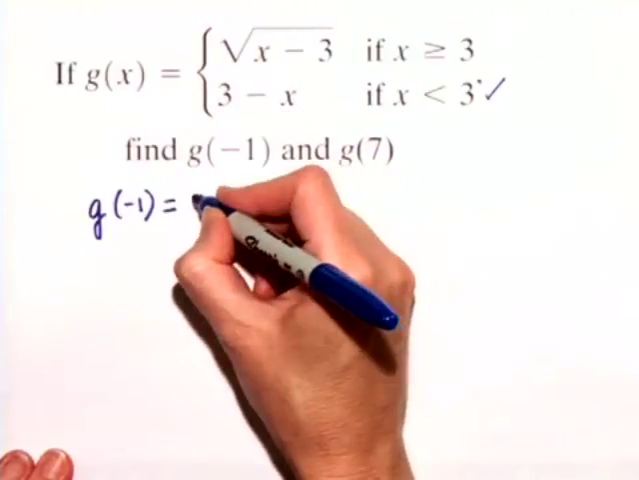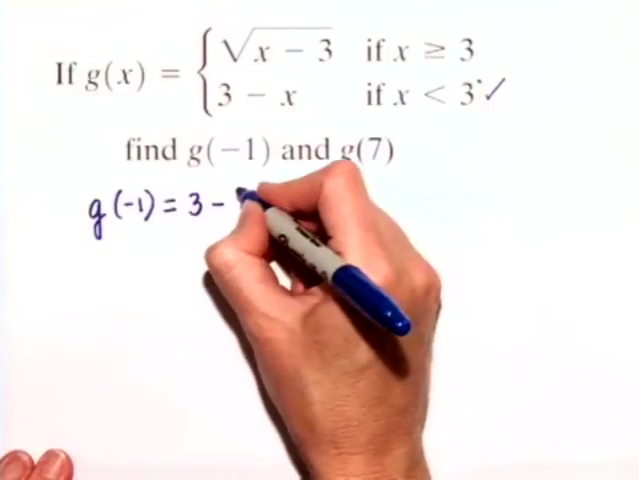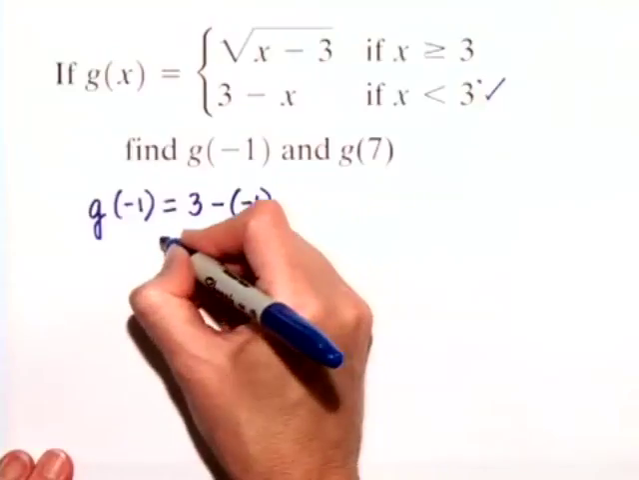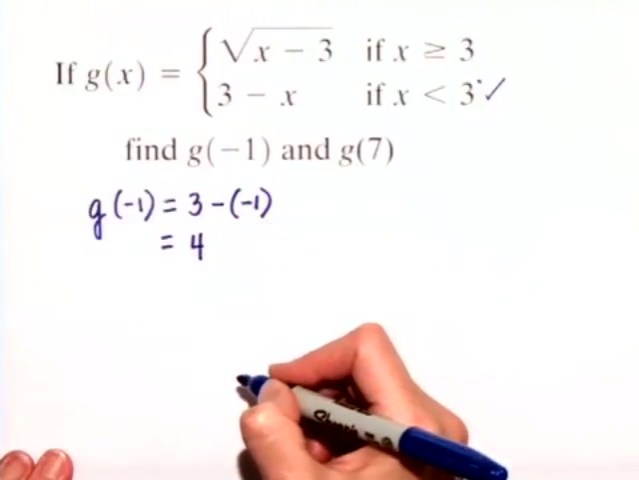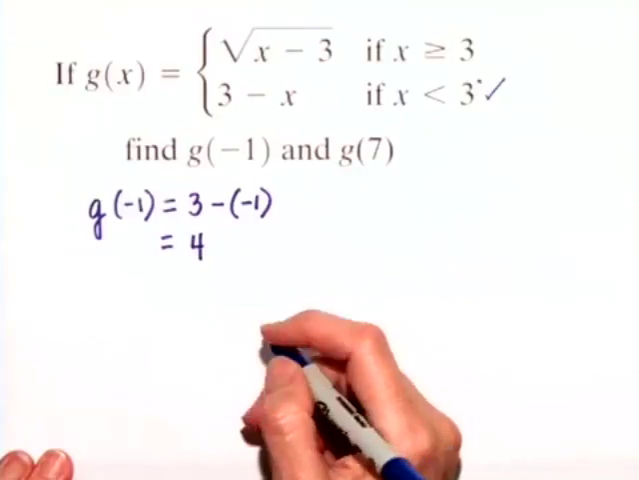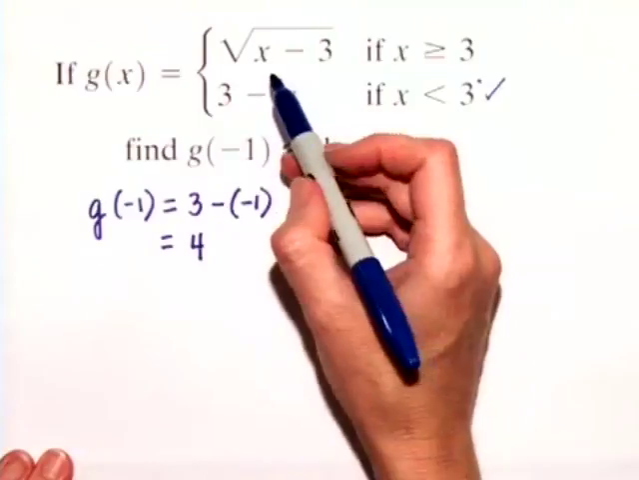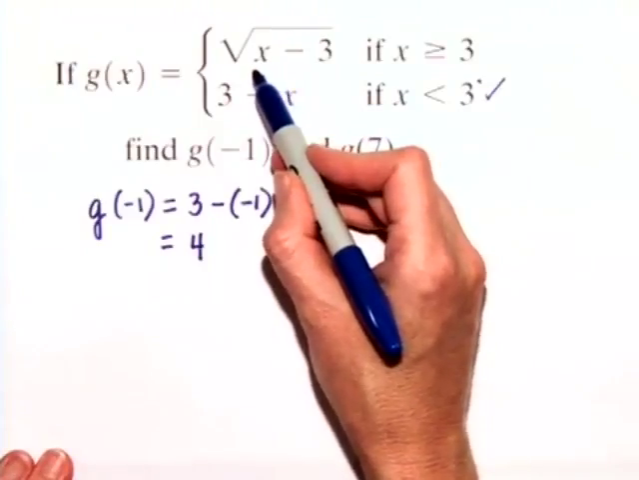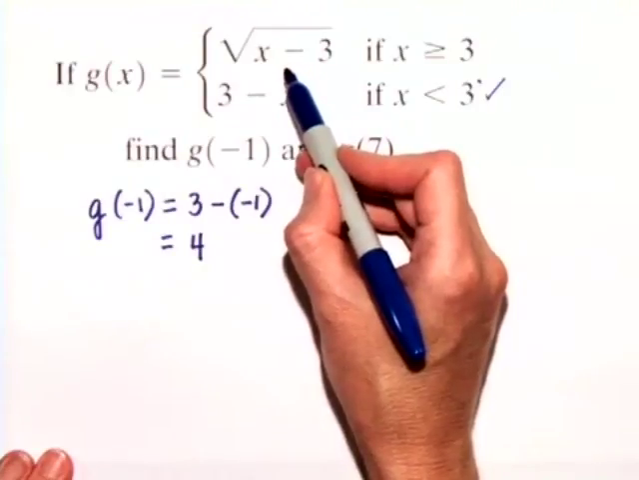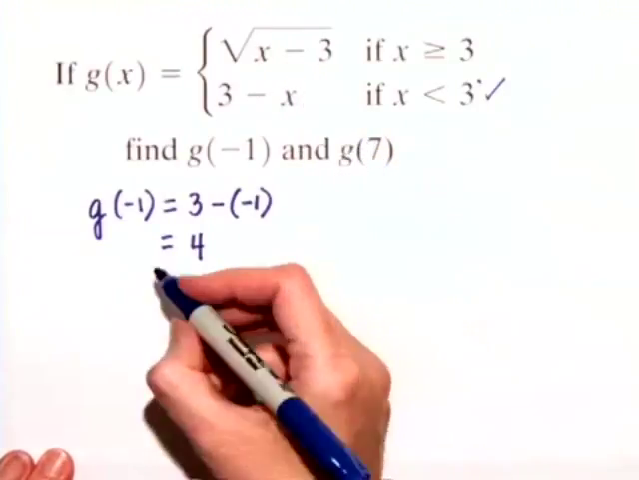So we're substituting negative 1 into the 3 minus x. So 3 minus negative 1 is equal to 3 plus 1, or 4. So therefore, g of negative 1 is equal to 4. Be careful not to substitute it into the other function. If you substituted it up here, you'd get a negative value underneath your square root sign, which is not a real number. So now let's calculate g of 7.